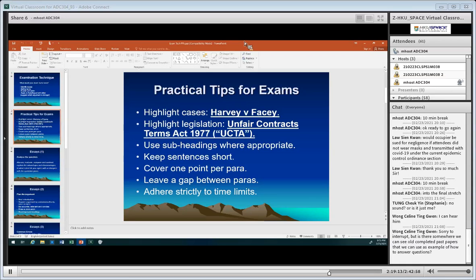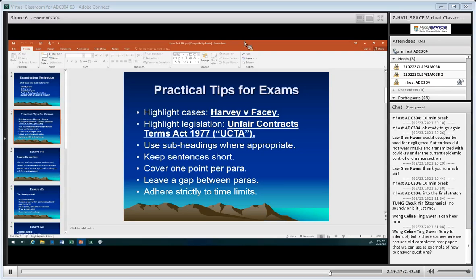Also, finally, adhere strictly to time limits. Now, of course, in the assignment, there's no time limit except the general one. Make sure you hand in your assignment on time by the 23rd. Oh, it's exactly one month from today. So you've got one month. That's tons of time. If I were you, I'd do it earlier rather than later. So no excuse for being late in submitting your assignment.